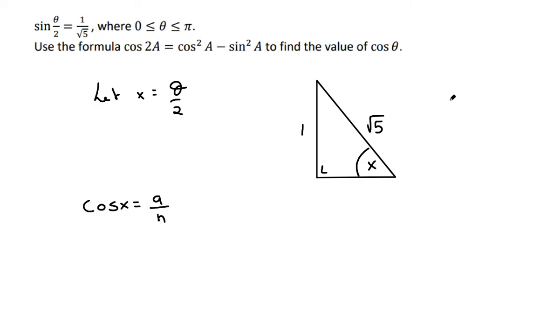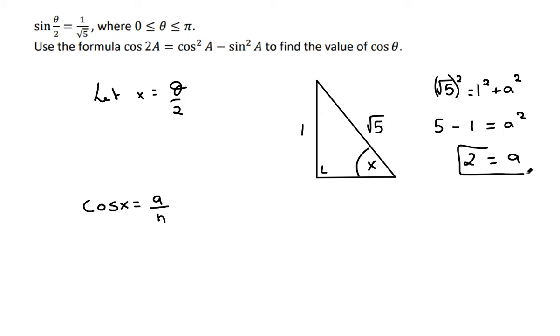Using Pythagoras' theorem, I'm going to have root 5 squared is equal to 1 squared plus, let me just call it a for adjacent, a squared. A squared then is going to be 5 minus 1, so a squared is 4, and a is equal to 2. That wasn't so hard. Square root of 4 is 2, so 2 is going to go there. So now instead of saying this generic adjacent over hypotenuse, I can write it's 2 over root 5.